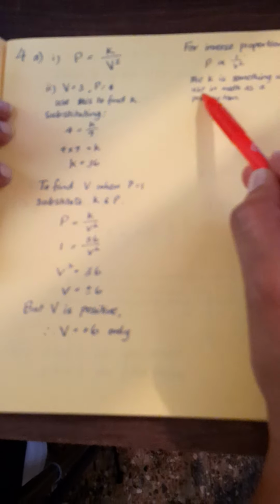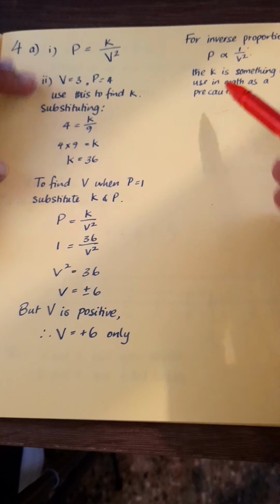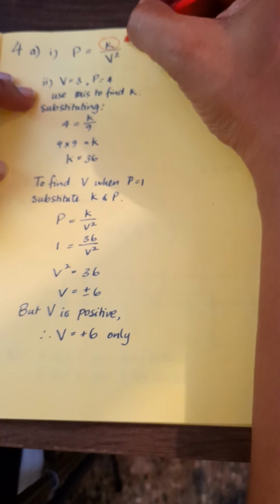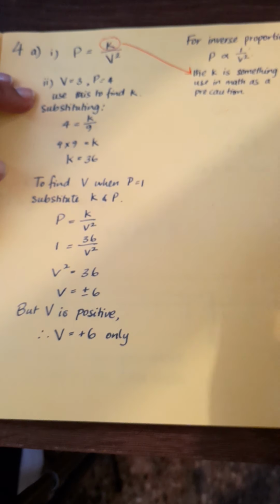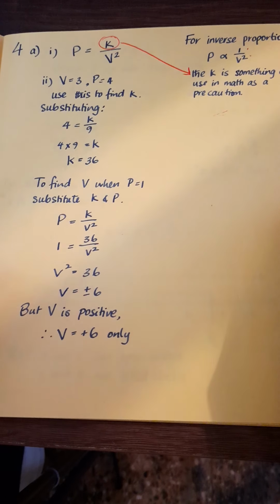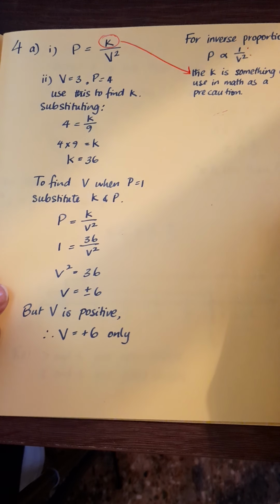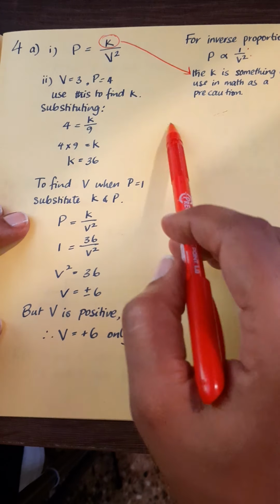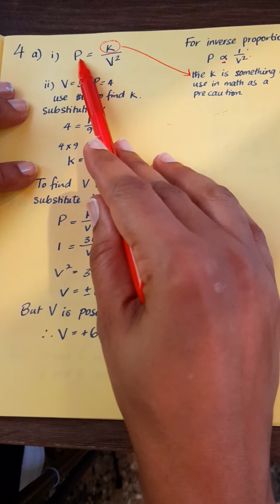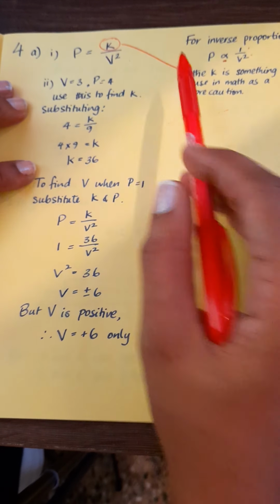The K is something we use in math as a precaution. That goes with that, right? The question was, though, using the letters P, V, and K, form an equation connecting the quantities P and V. All we need to do is to change this proportion sign to an equal sign. So P is equal to K over V squared.